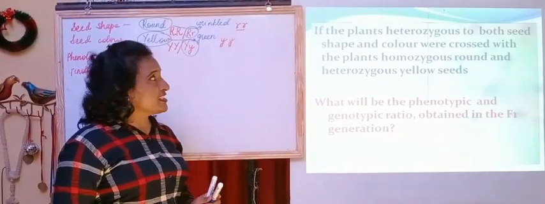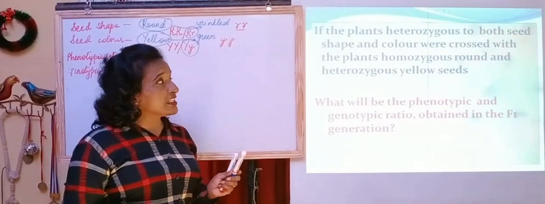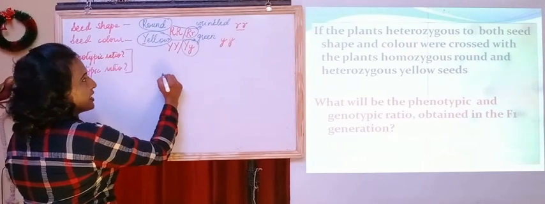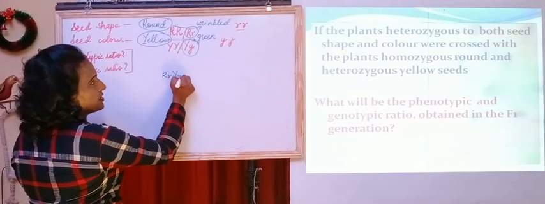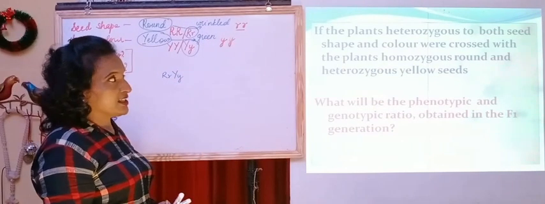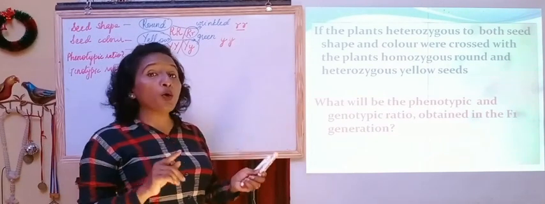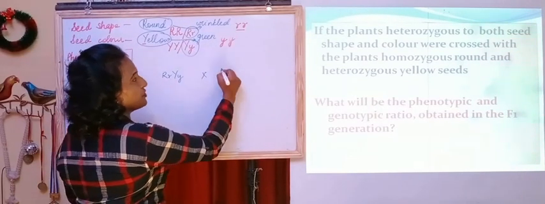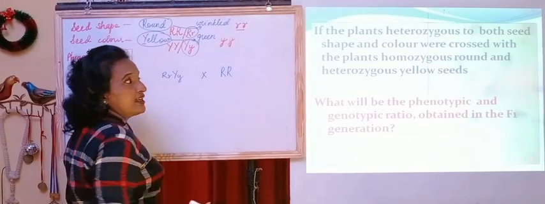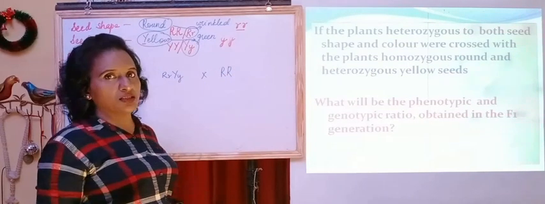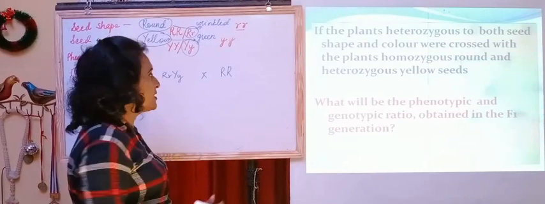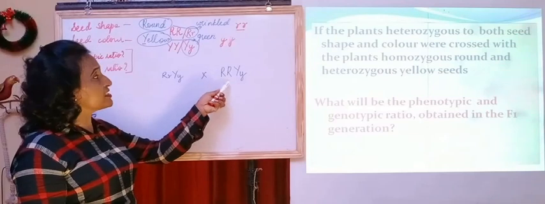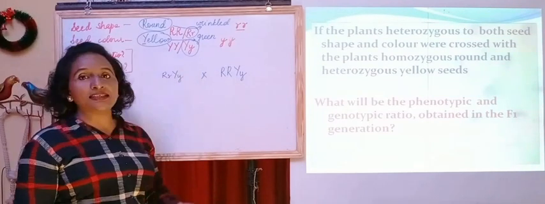The question says, if the plants heterozygous to both seed shape and color, that means heterozygous, I will take capital R, capital Y, small y, since it is heterozygous, were crossed with the plants homozygous round. Okay, homozygous round will be capital R, capital R, and heterozygous yellow seeds. Little different from the previous one. Yes. So capital Y, small y. So here we have taken homozygous round and heterozygous yellow seeded plant.